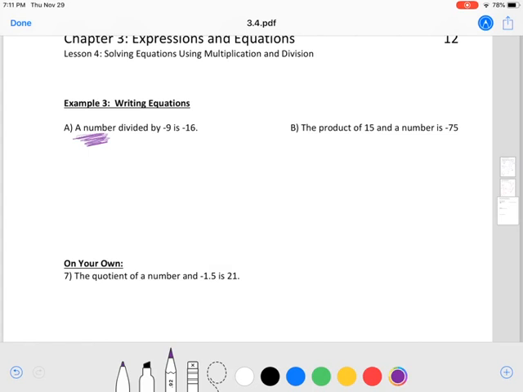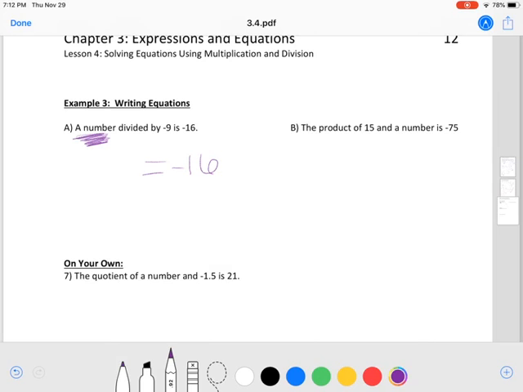And sometimes it will give you the variable. Sometimes this could have read a number W divided by negative 9 is negative 16. But in this case, it didn't, so we're just going to create our own. Whenever you see a number and it's not listed, it could be any possible number, that's when we know that we have to put in a placeholder, our variable. So this is saying a number divided by negative 9 is negative 16. First, I'm just going to do the easy part, put our equal sign and negative 16, because we know that that is what our answer has to be.